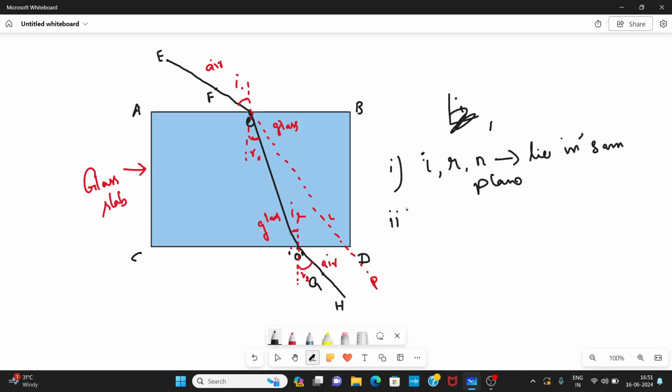The second observation is the sine of the angle of incidence to the sine of the angle of refraction will always be equal to a constant. The sine of both the rays, incident ray and refracted ray, will be equal to a constant. This is Snell's law observation.